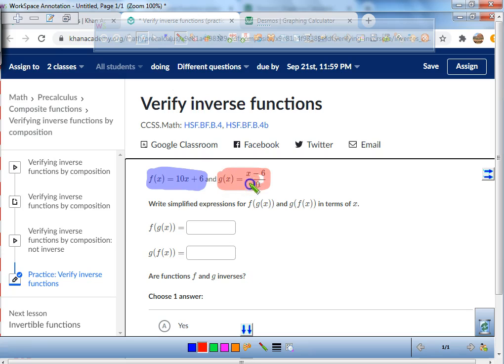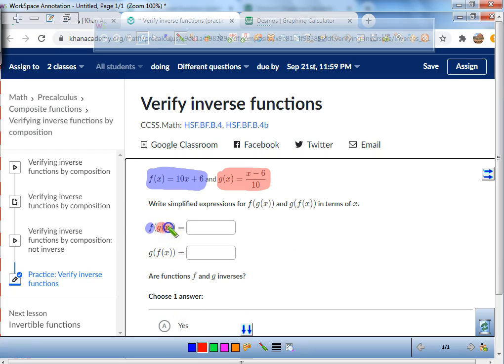Okay, so when I think blue, I'm thinking f of x. When I think red, I'm thinking g of x. So you'll notice it says write simplified expressions. Oh man, they're going to make us write simplified expressions. That's just mean. For f of g of x and g of f of x in terms of x. You're like, what the heck does that mean? Well, we're going to talk about that today.